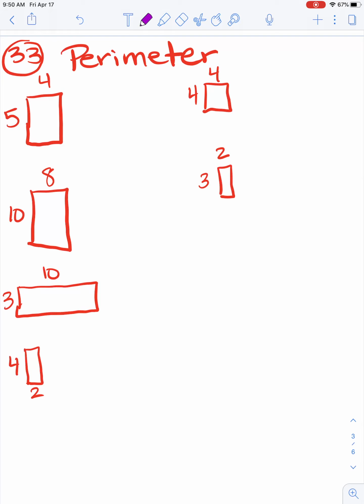We're going to start with perimeter, perimeter. Ready? Perimeter, perimeter, all the way around. Sing it again. Perimeter, perimeter, all the way around.